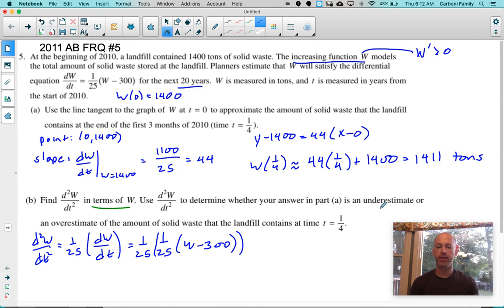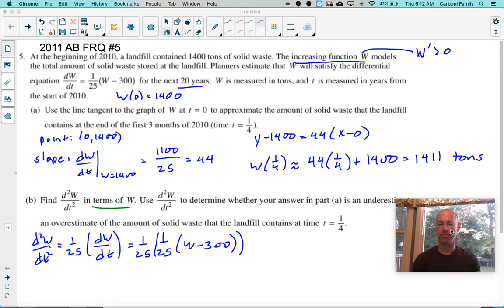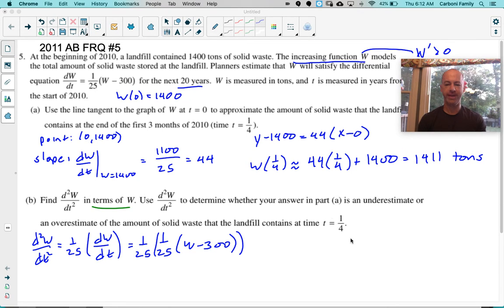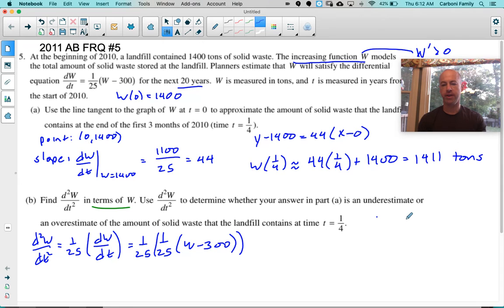Okay, determine whether our estimate in part A is under or over the actual amount of waste. So what we did in part A is we found a tangent and we plugged a value into the tangent. So this is going to depend on whether this curve is concave up or concave down. If my curve is concave up, then my tangent is below the curve, and plugging in values to the tangent will give you underestimates. If my function is concave down, then the tangent will lie above the curve, and that tangent approximation would be above the actual function values.